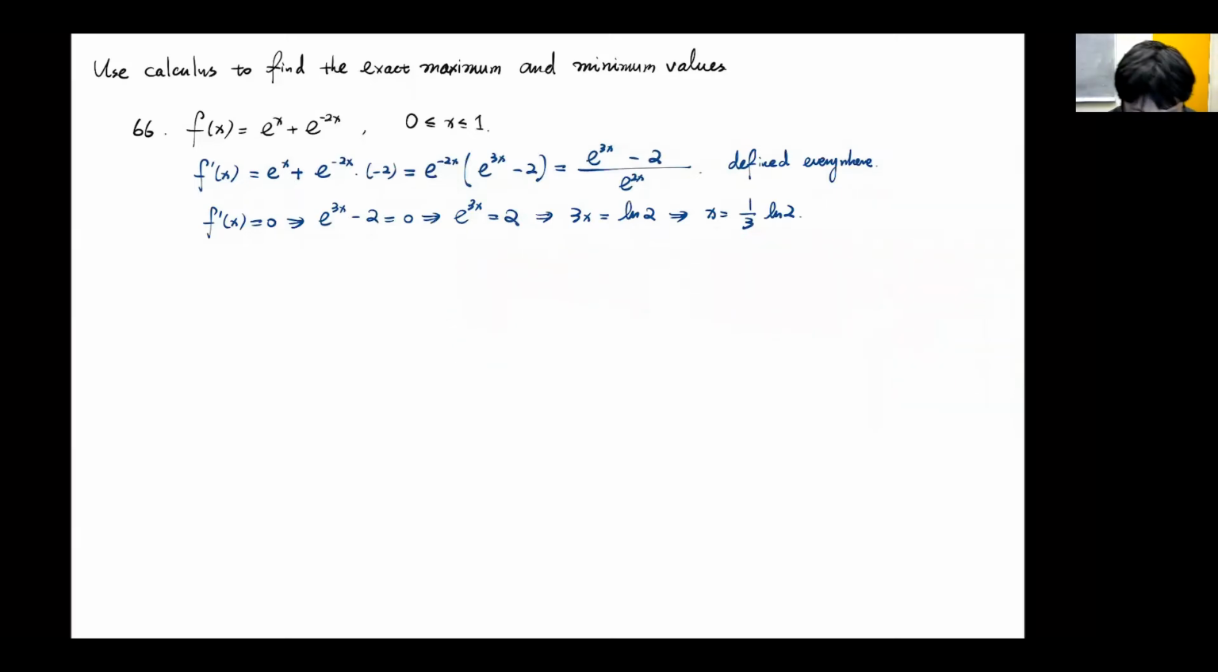So this is a critical number, and let's see the function value at this critical number. So f of 1/3 natural log of 2, what is this guy?